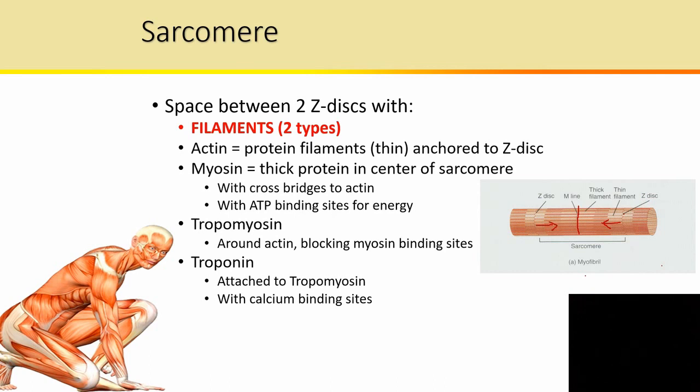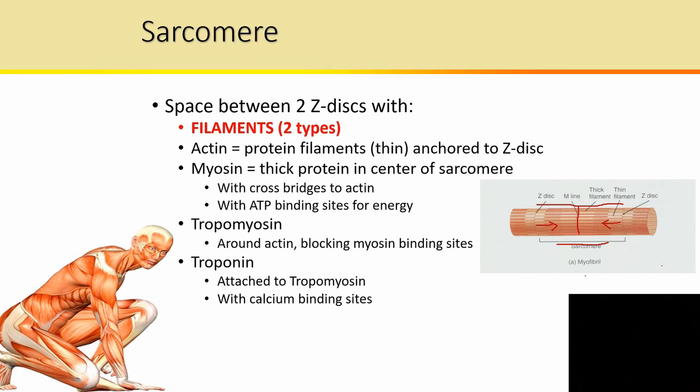And what that does overall is, instead of the sarcomere being this long, now the sarcomere is this long, and that's because of the interdigitation of all these little fibers. Okay, so that myosin is that thick fiber that we talked about, and it's anchored in the middle. Now the myosin has little paddles along its length, which form cross bridges to actin. These paddles also have binding sites for ATP.